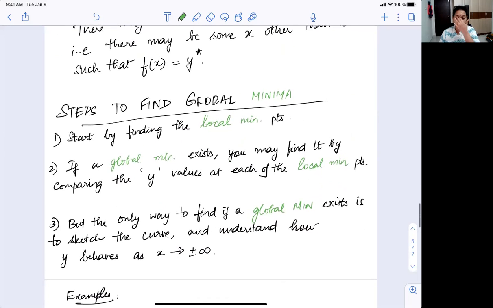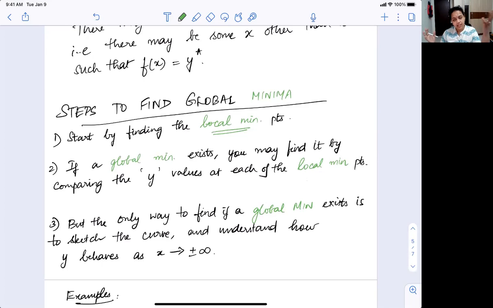This is going to be in a way that is very similar to how we find the global maximum points. So first, you start off by finding the local minimum points, which is the usual way of getting the critical points and looking at the second derivative, as the case may be, and classifying if it's a local minimum or not. If there is going to be a global minimum in that function, you can find that by comparing the y values that are so obtained in each of these local minimum points. The particular point which gives you the lowest value of the function, lowest y, will become a global minimum point.